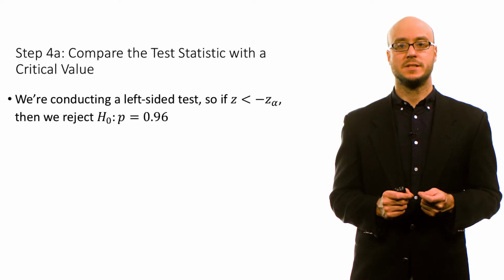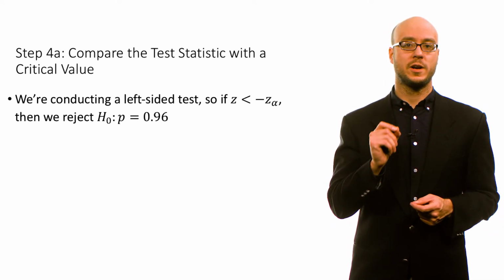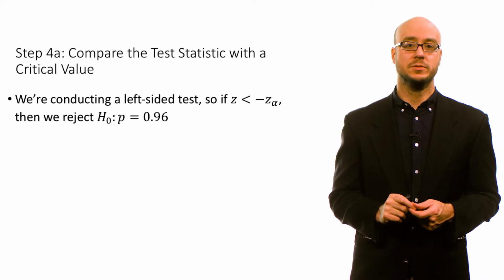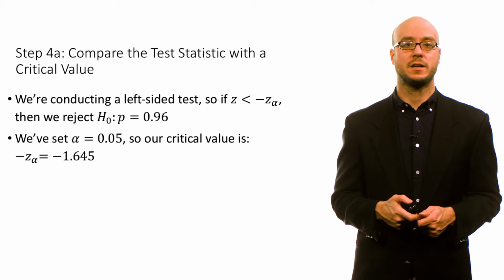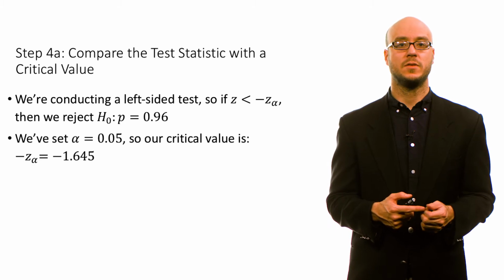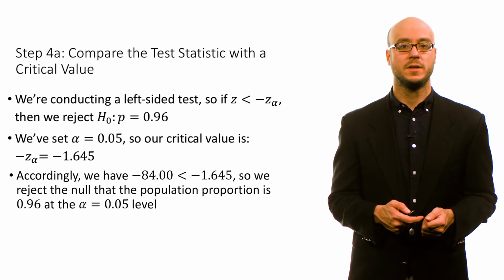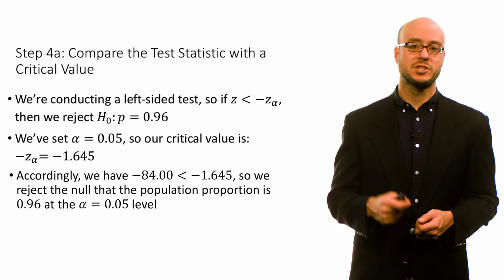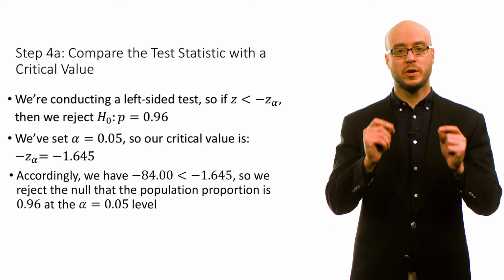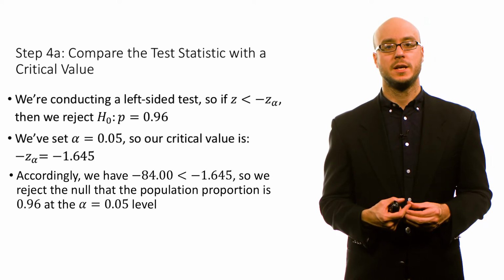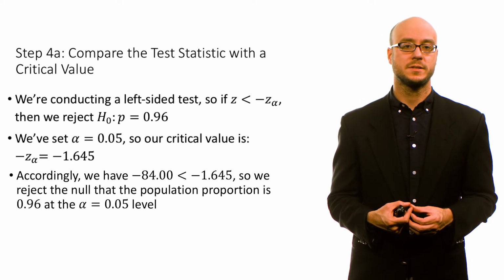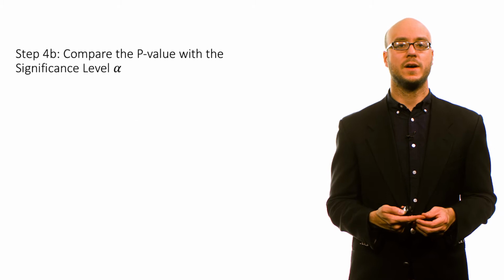The idea here is that we're interested in a z-test statistic less than negative z alpha. If that occurs, then we're going to reject the null. In this case, negative z alpha is negative 1.645. Since negative 84 is much less than negative 1.645, it lies in the rejection region, so we're going to reject the null that the population proportion is 0.96 at the alpha 0.05 level.